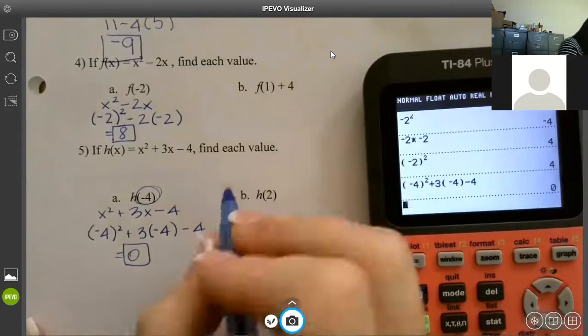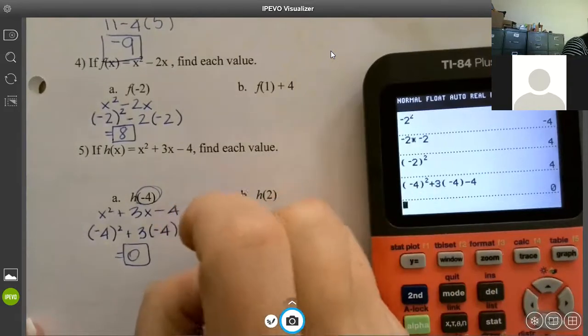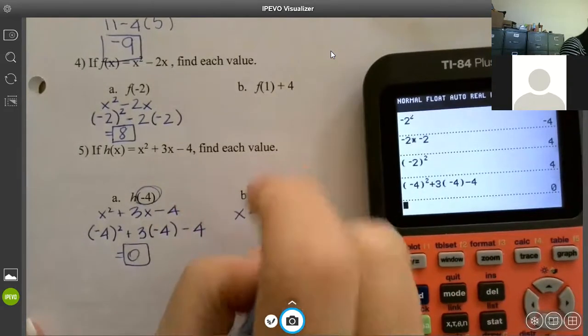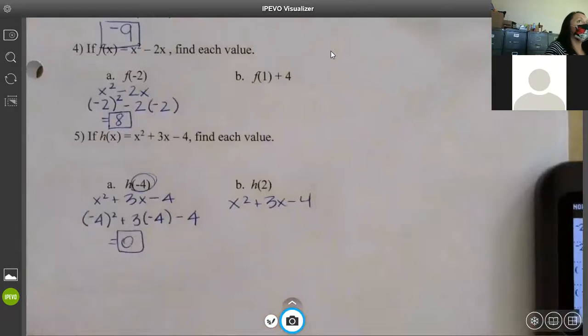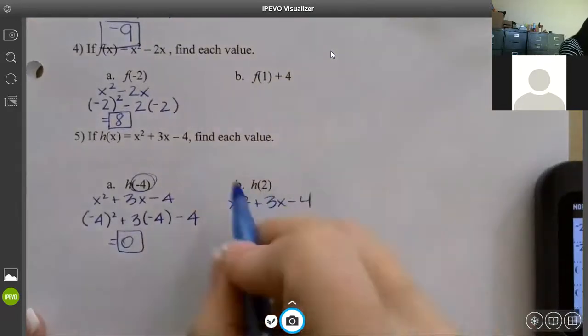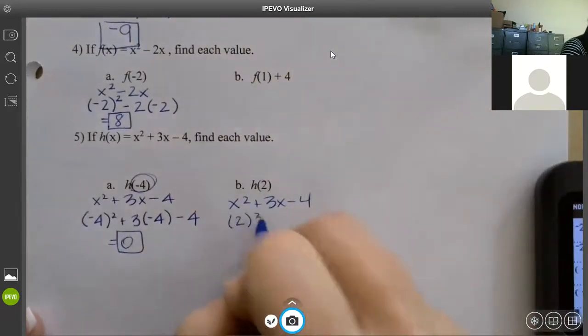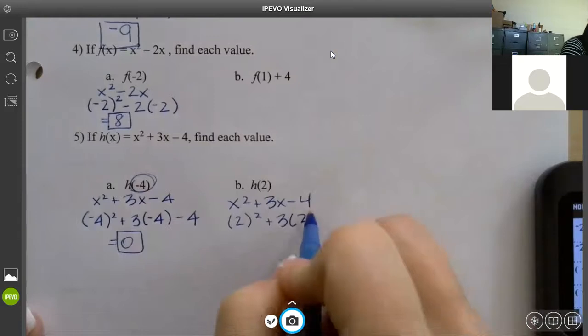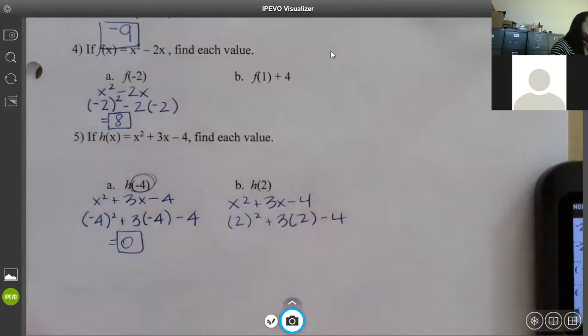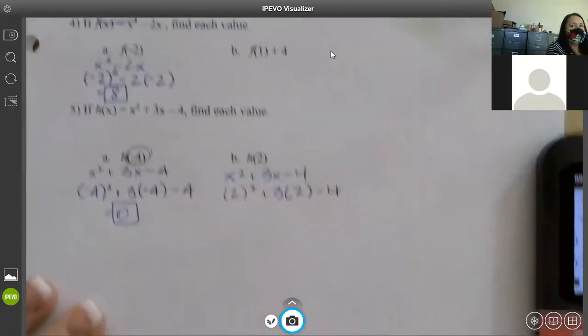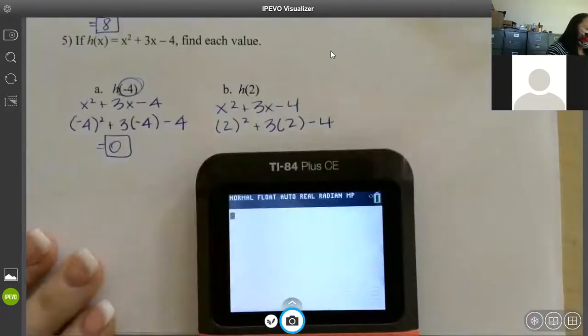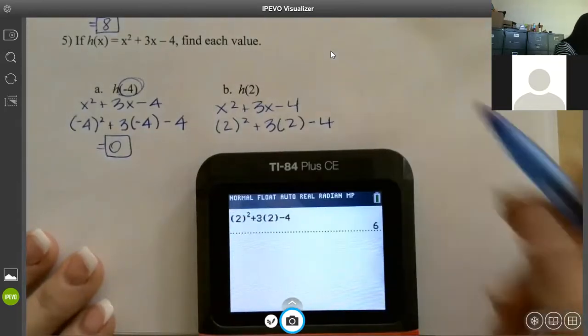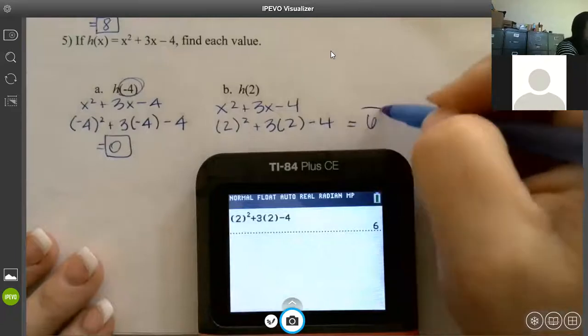You're going to rewrite the function again. We're going to do this one. But this time we're plugging in what? 2. So 2 squared plus 3 times 2 minus 4. 2 squared plus 3 times 2 minus 4 gives us 6.